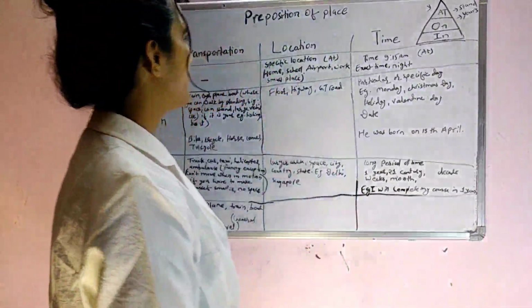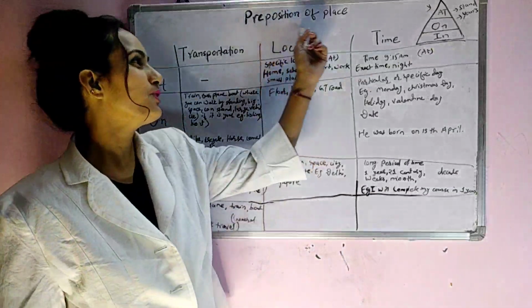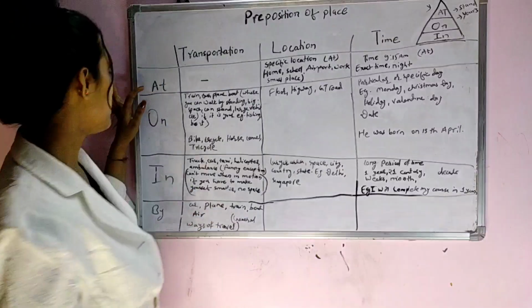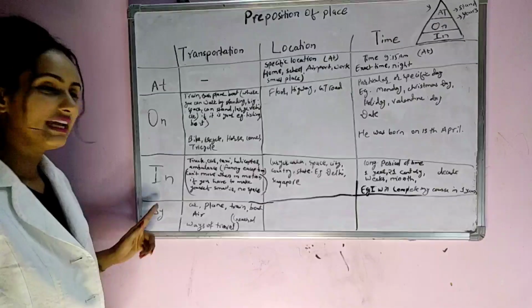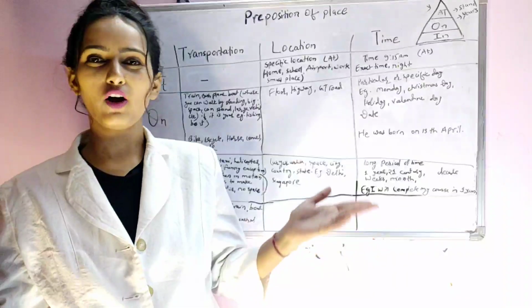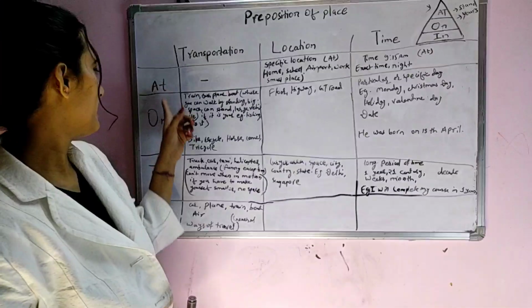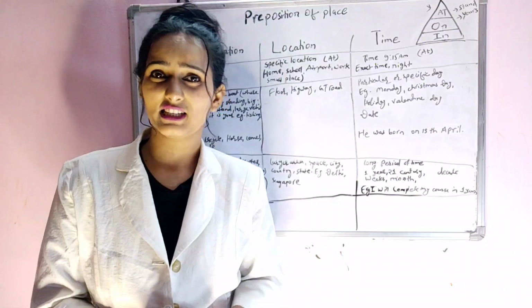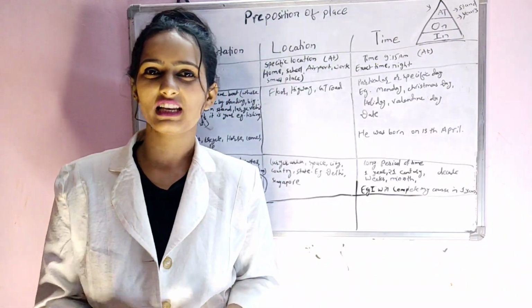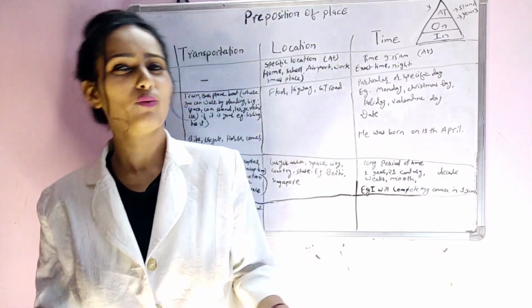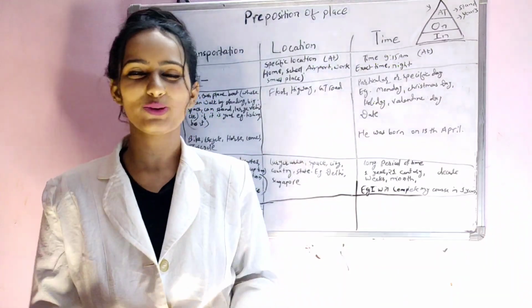In today's video, we are going to learn about prepositions of place, and in this video, we will learn about at, on, in and by. Actually, we have a lot of confusion between on and in, so I am going to give you a very easy trick so that you will understand very easily how to use in and how to use on, where to use in and where to use on.